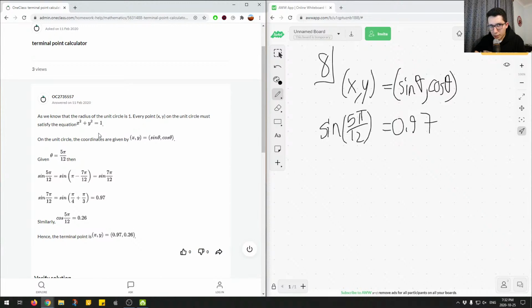So make sure that your calculator is in radians. So we have sine 5 pi divided by 12, and we end up with 0.9659. So this is correct. And then we have cos 5 pi divided by 12, and this would give us 0.26. So here they do the right calculation.